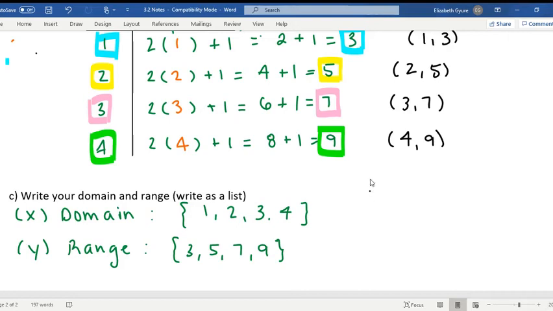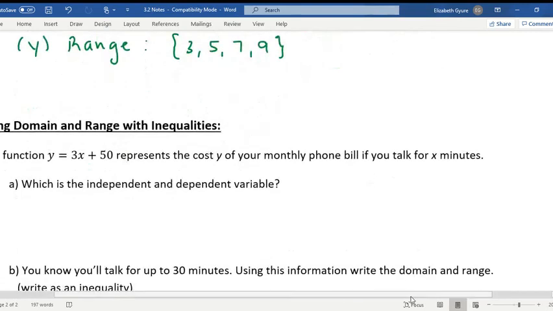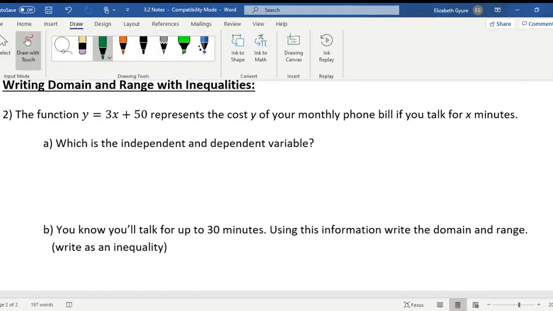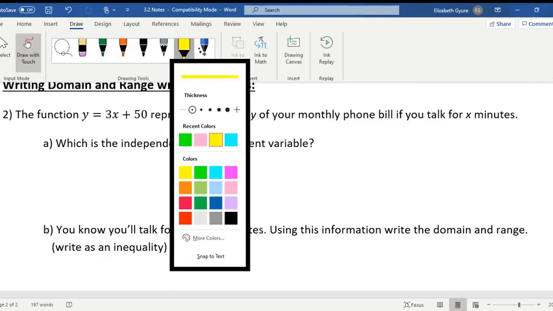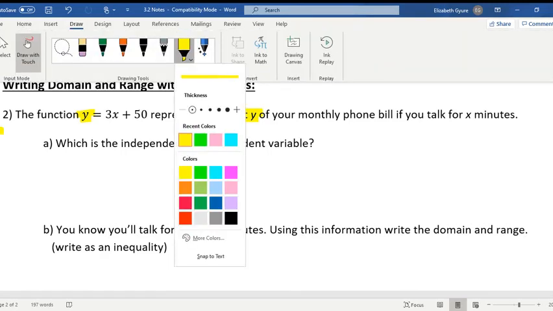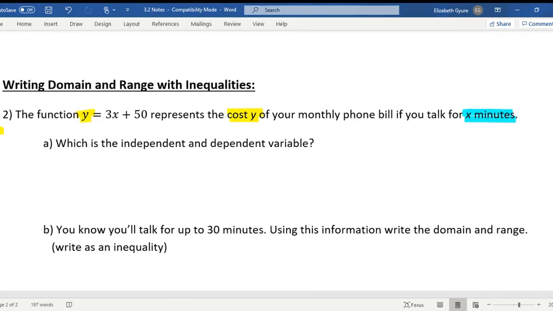All right. Last thing then is we're just going to practice writing our domain and range as inequalities again. So the first one was a list. Now we're going to look at an inequality. So it says the function y equals 3x plus 50 represents the cost y of your monthly phone bill if you talk for x minutes. So we have the cost y, right? That's your y value. If you talk for x minutes.